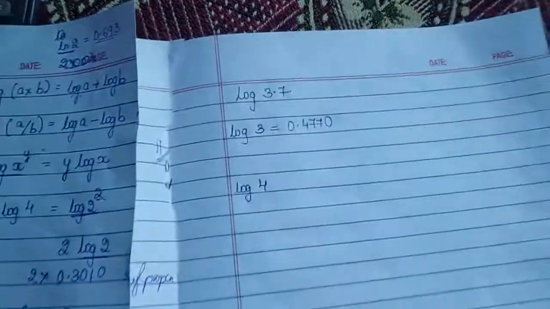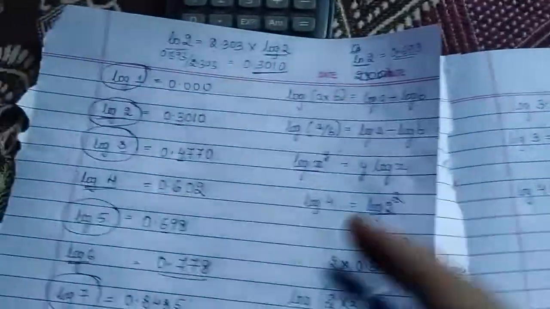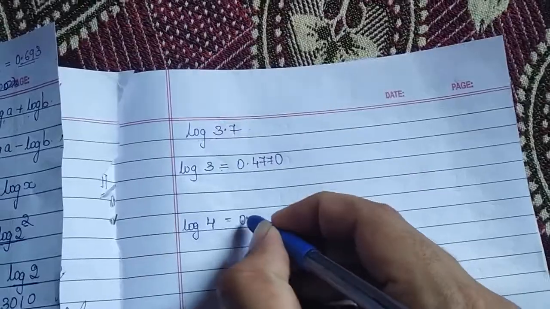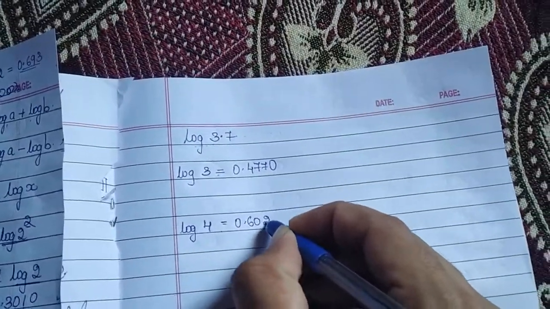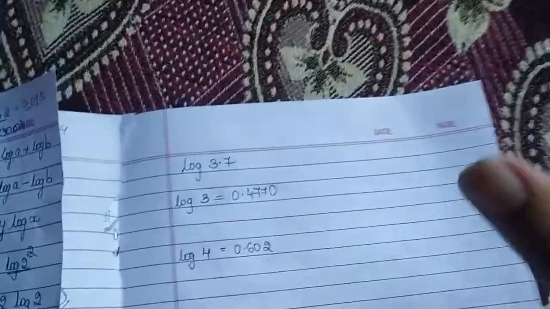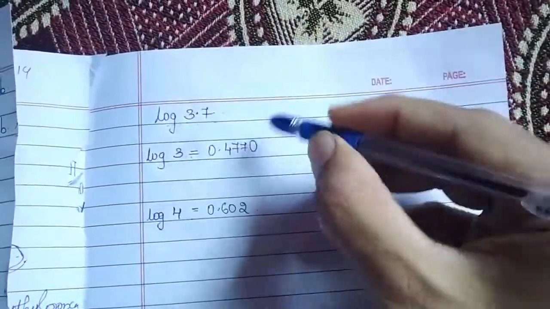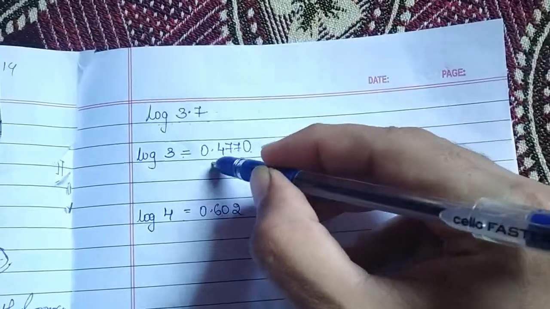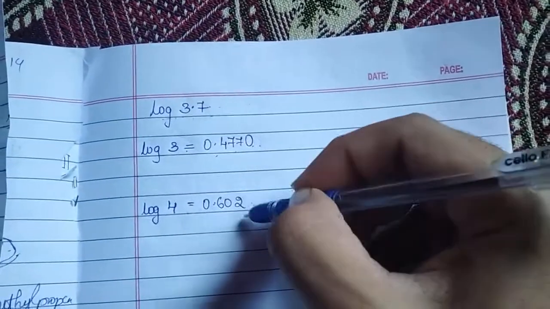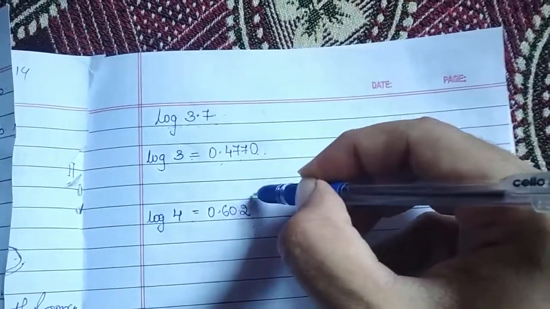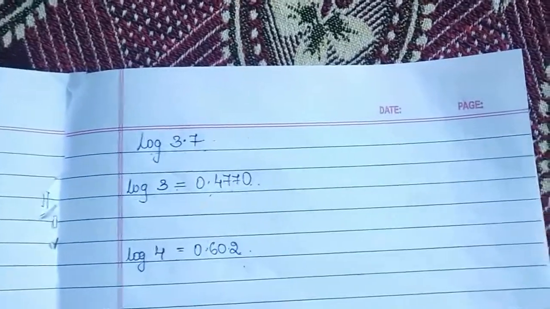0.4770. Is that clear? Log 4 I have known from the table, that is 0.602. This is my part. So what I am saying once again, whatever the value of this log 3.7 is, it will be greater than 0.4770 but less than 0.602. I have to determine that value.